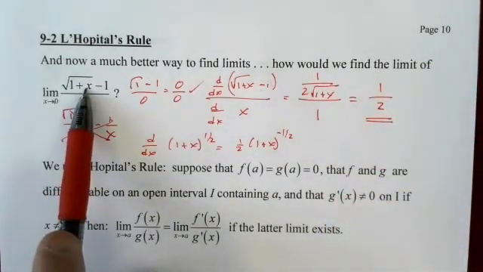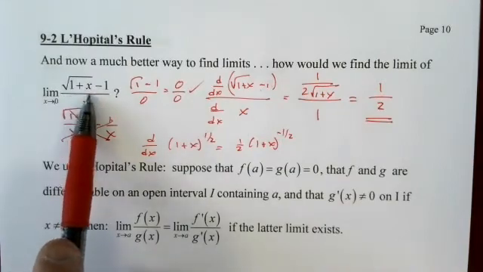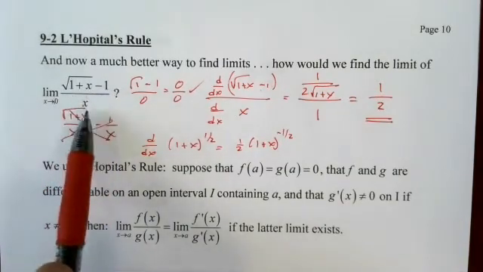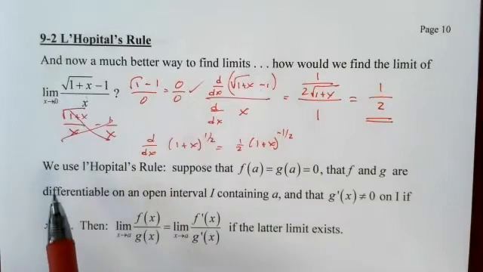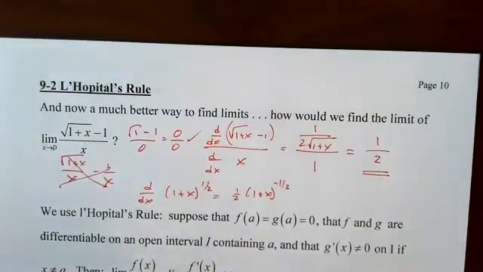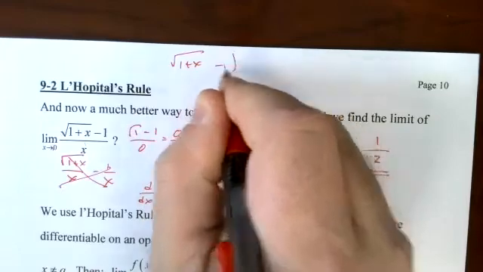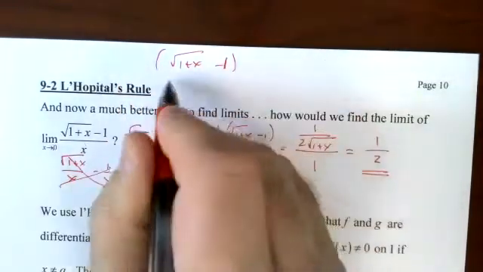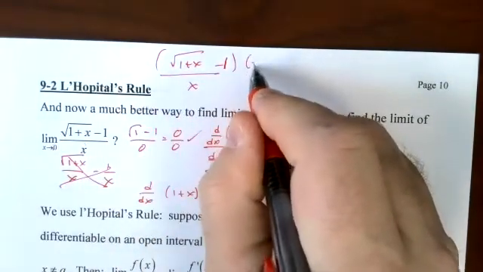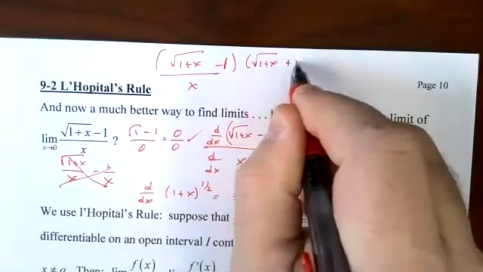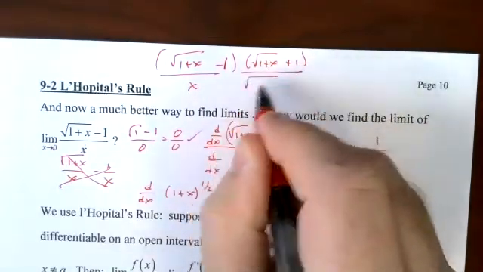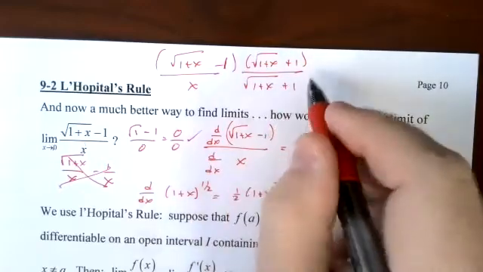I think I might have multiplied this by a conjugate and seen what happens: root 1 plus x plus 1. Blast it out that way. Hopefully we'd get 1/2 that way too. Yeah, that might work. I don't have any time for this, but let's give it a shot. Root 1 plus x minus 1 over x, multiplied by root 1 plus x plus 1 over root 1 plus x plus 1.